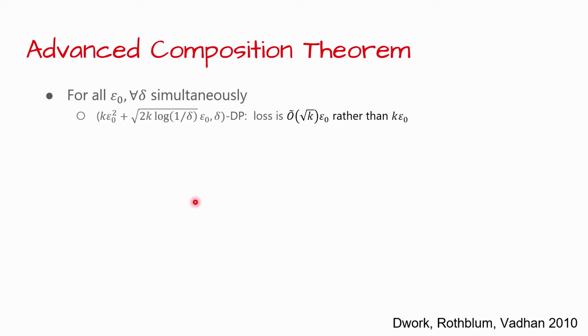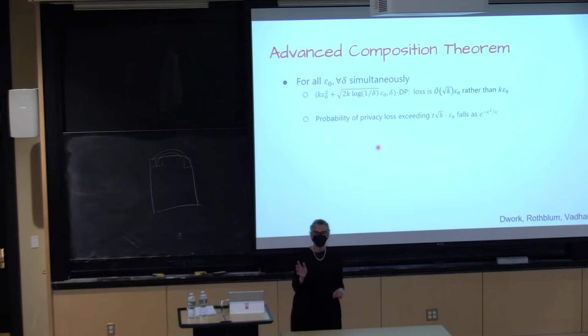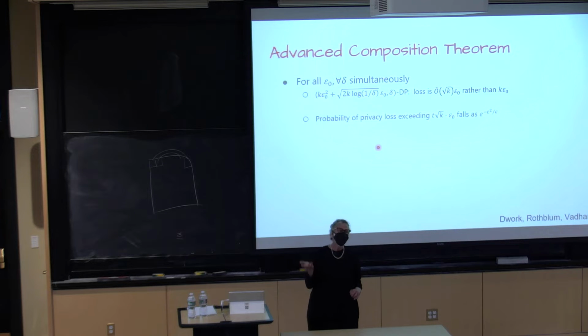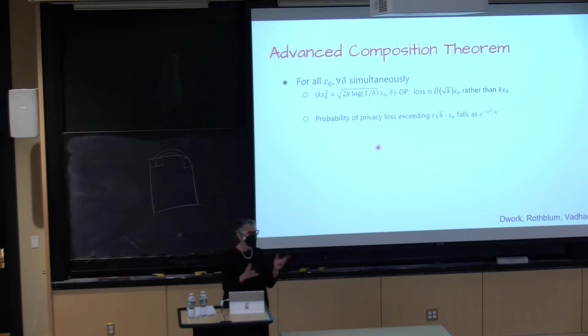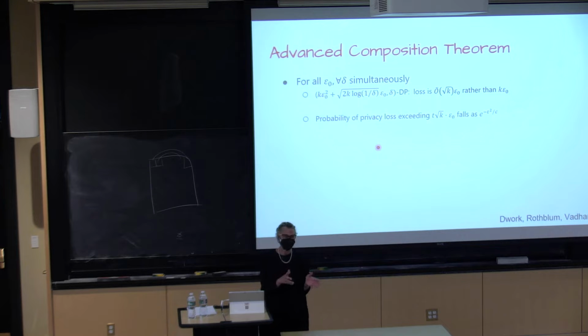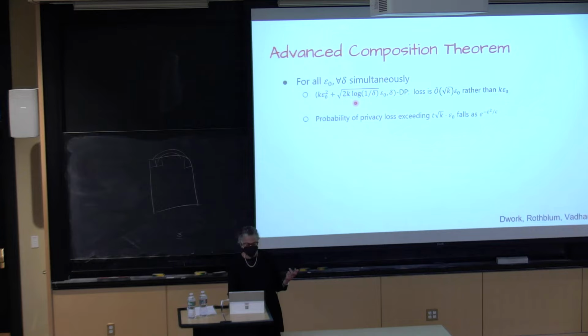They have this continuous sort of trade-off. Now, one way of thinking about that is that epsilon naught is something less than 1. Epsilon naught squared is even smaller. And so what we're going to end up with is a situation where the k epsilon naught squared term is not our concern. Our concern is going to be this term, the square root of k log 1 over delta times epsilon naught.